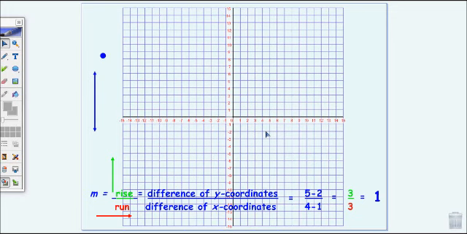So if I was going to look for the slope of a line that's formed by two separate points, I'm going to go ahead and put these points on the line. My first point is going to be 4, 5. So I went over 4 and up 5. My next point is going to be 1, 2. So I'm going to go over 1 and up 2. So this is the line that we are given that we are going to find the slope of.